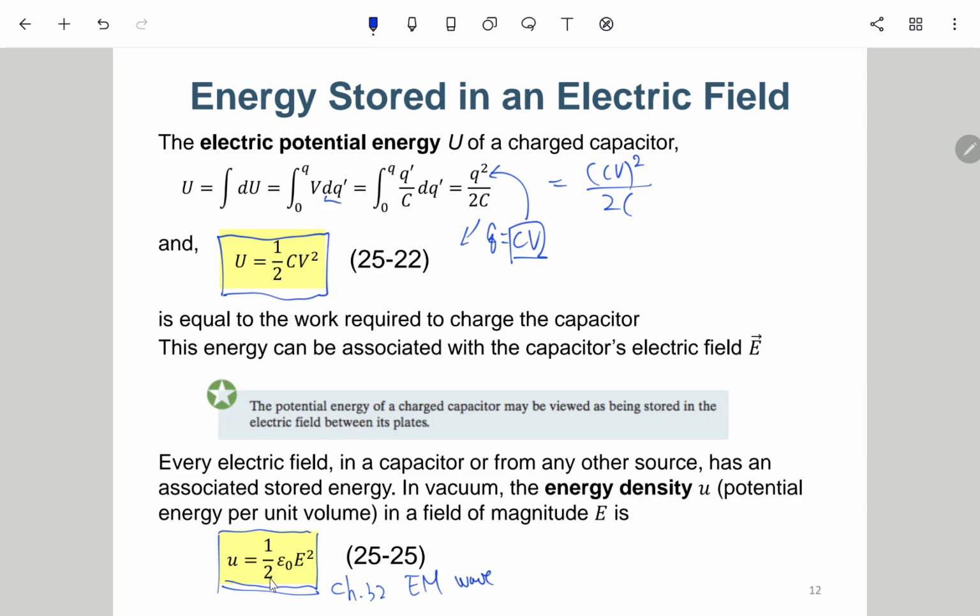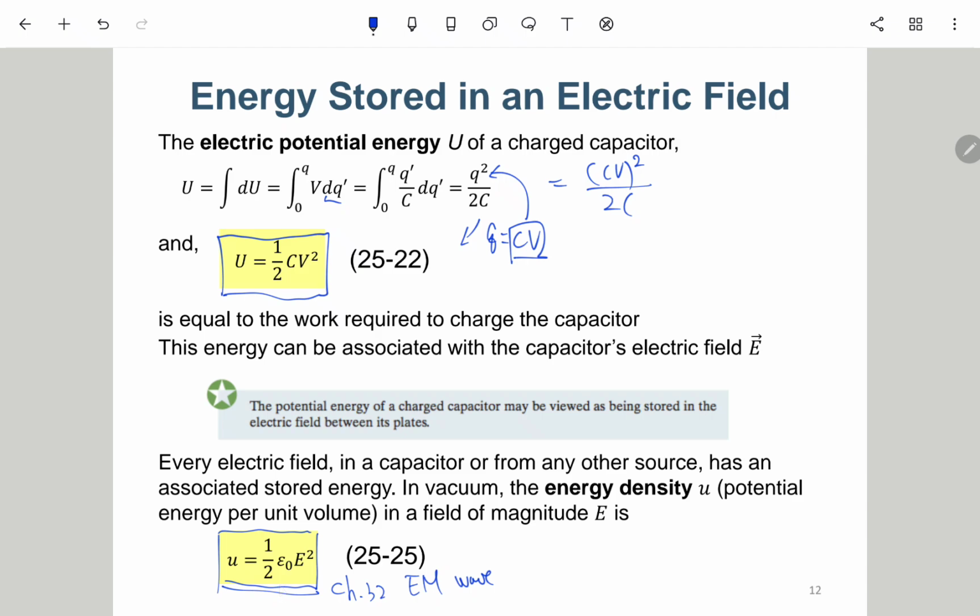Okay, so we have a part for the E field. We also have the energy density for the B field. But here, U equals 1/2 epsilon naught E square. This is the density, the energy density.